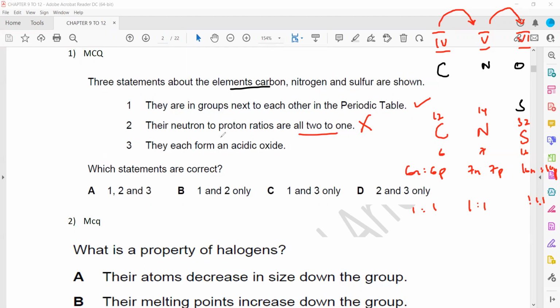And they each form an acidic oxide. That is true. Why? Because they are non-metals. And what is the characteristic of a non-metal? It can form either an acidic or a neutral oxide. So with reference to that, C should be the right answer.